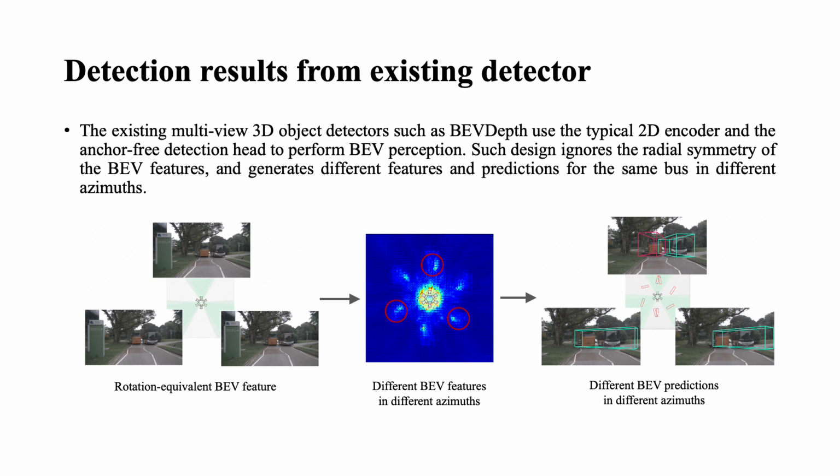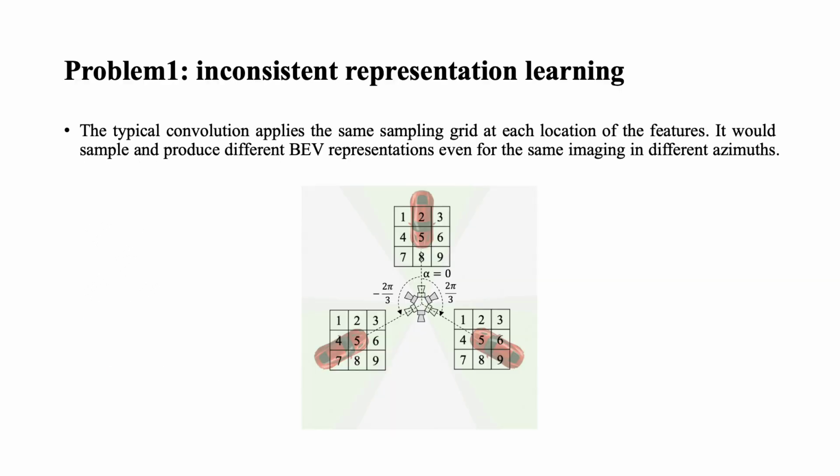However, the existing multi-view three-dimensional object detectors use the typical two-dimensional encoder and the anchor-free detection head to perform BEV perception. Such design ignores the radial signals of the BEV features and generates different features and predictions for the same cars in different azimuths. Here we analyze why these object detectors cannot generate the same results for the same cars in the different azimuths.